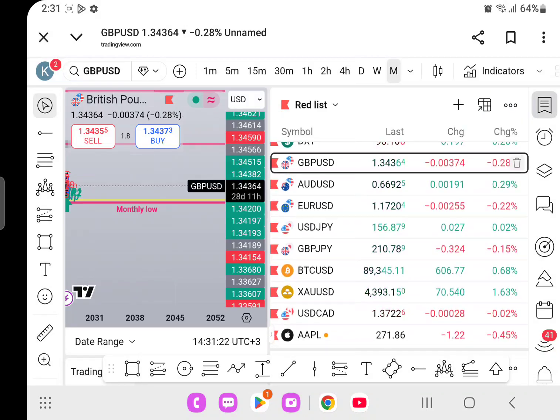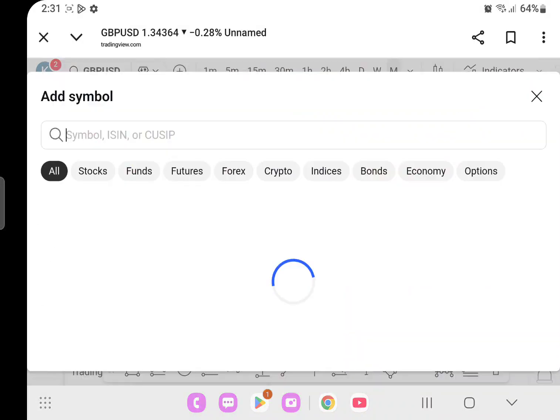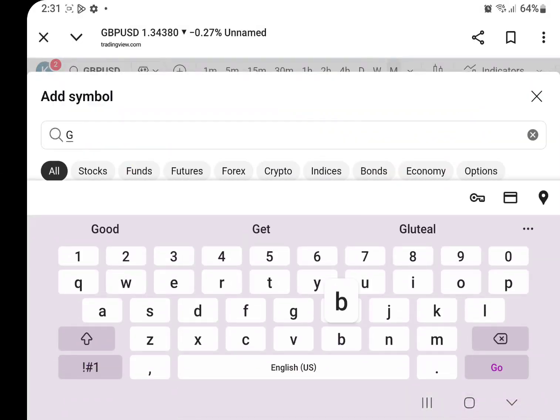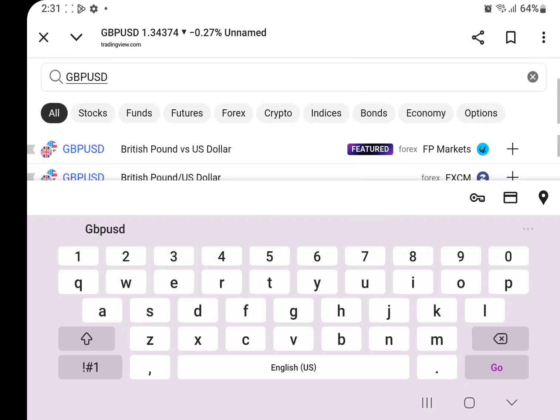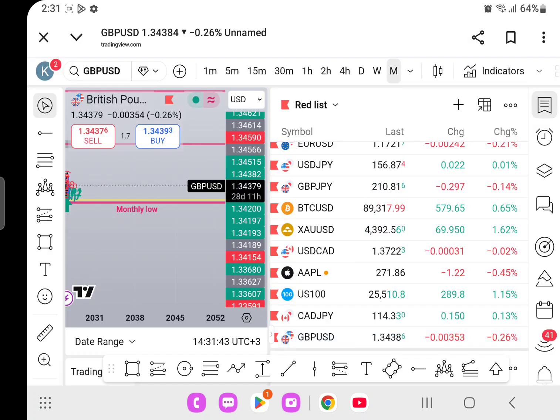GBPUSD. This means Great Britain pound versus the US dollar, also termed as the GU. It's one of my best forex pairs.